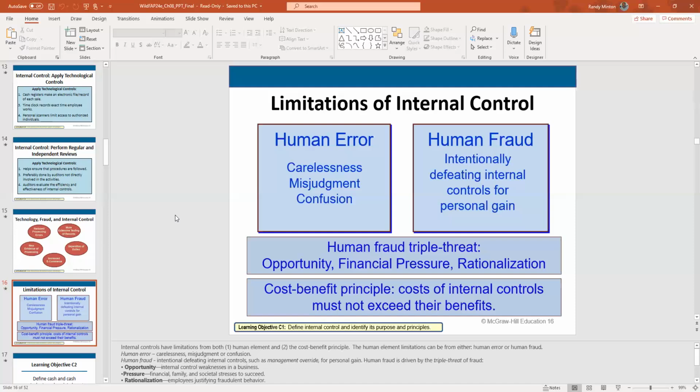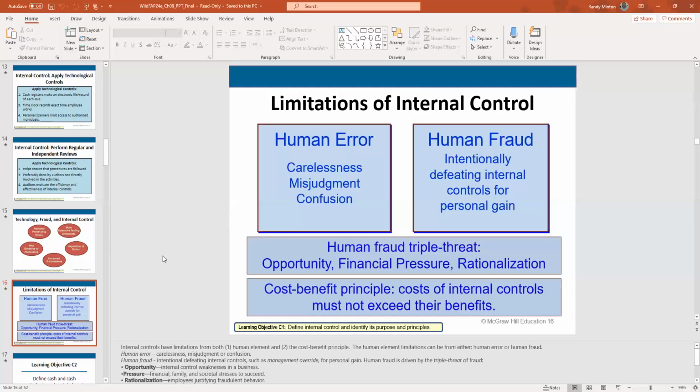Rationalization usually occurs when somebody thinks they should be paid more than they're actually receiving, which is what all of us believe. We all believe that we're worth more than we actually get paid. So it's pretty easy sometimes to say, well, I can take this because it's owed to me anyway. And then you have financial pressures that come to bear on people, and it pushes them sometimes into trying to commit fraud.